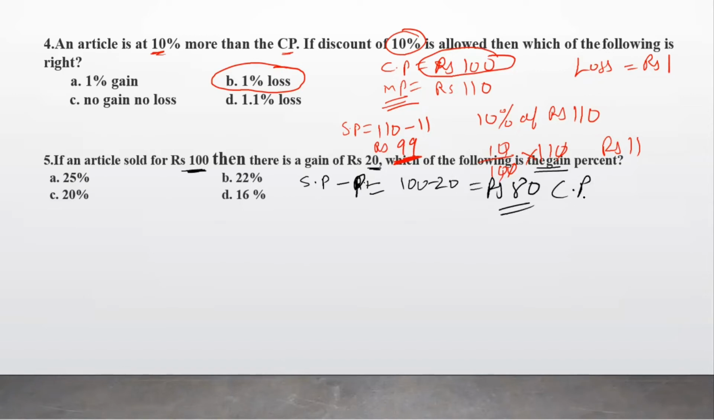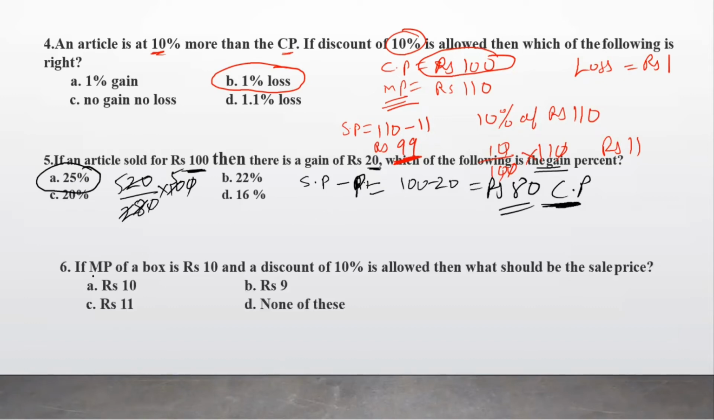So profit percentage is calculated on the cost price. So profit is 20 upon cost price, which was 80, into 100. When I simplify this, 4 2s are 8 and 4 5s are 20, 2 1s and 2 5s, it is 5 into 5, which is 25%. Got it? So what did we do first? We calculated the cost price and then we found the profit percent.